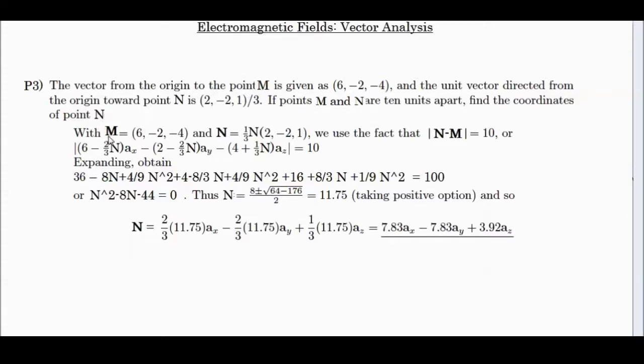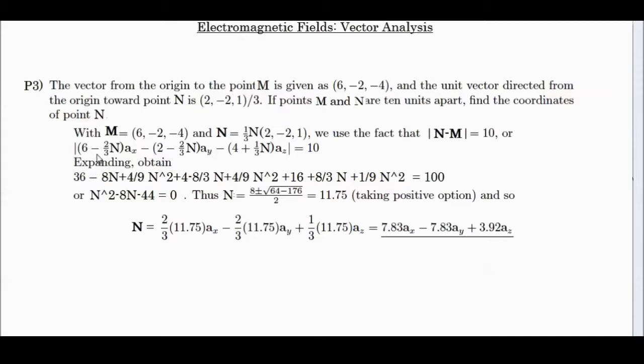So m bold is given to be 6, minus 2, minus 4, and n bold, the vector, is the magnitude, which is normal case n, multiplied with the unit vector, which is given to us. So m and n are vectors, have these values, n to be determined using the fact that absolute value of n minus m is 10, because it's given that m and n are 10 units apart.